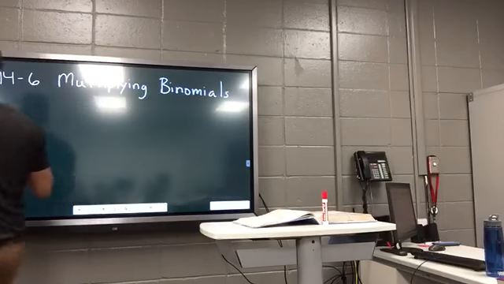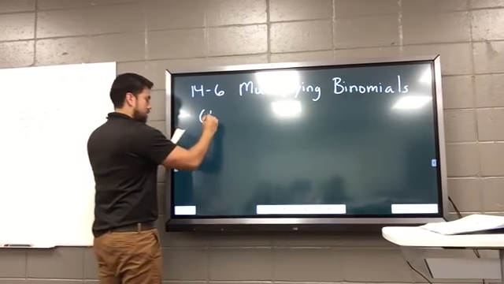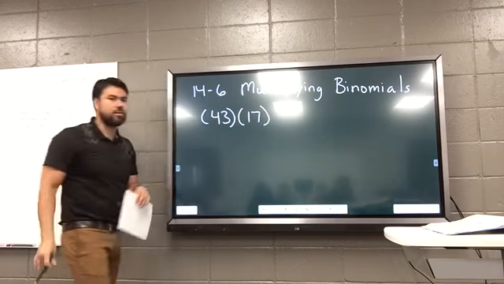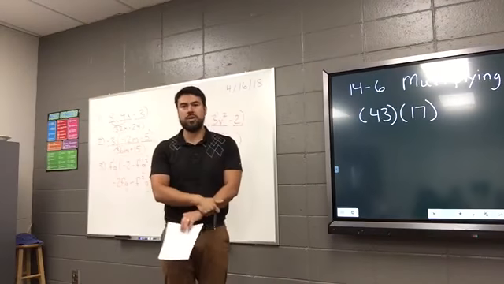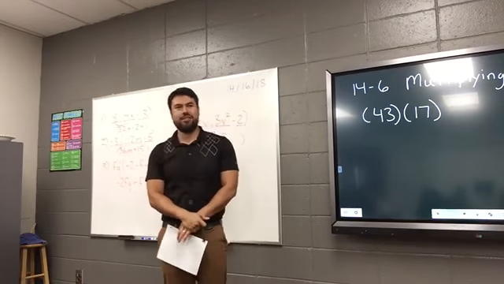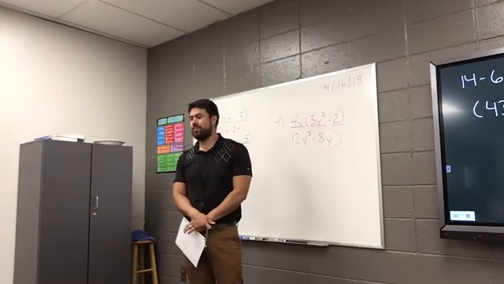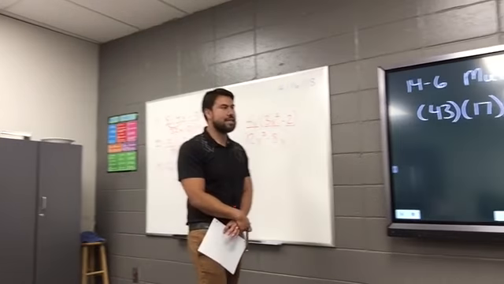I want you guys to work out 43 times 17. Just go ahead and multiply that out any way you know how to, other than a calculator. Unless it's in your brain, that's cool. But I need to see the work. So multiply it out. 43 times 17.